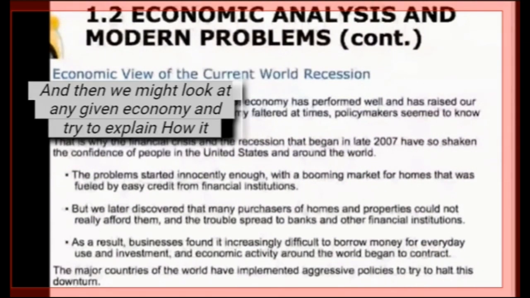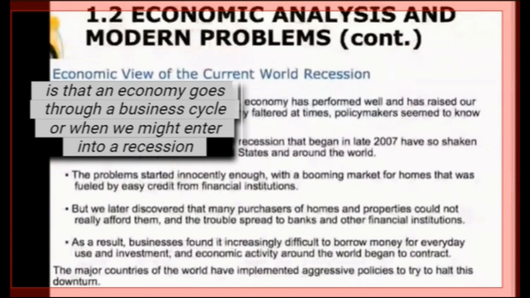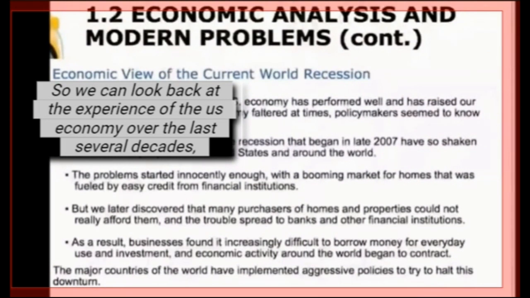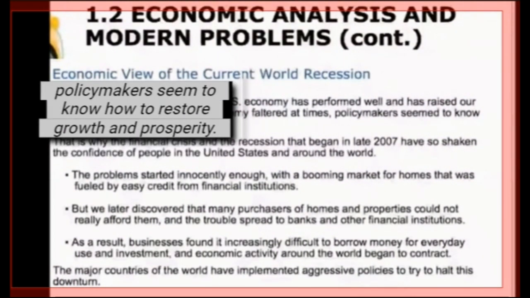And then we might look at any given economy and try to explain how it is that an economy goes through a business cycle, or when we might enter into a recession, and then more proactively, how we might try to get out of a recession. So we can look back at the experience of the U.S. economy over the last several decades. Over the last several decades, policymakers seem to know how to restore growth and prosperity.